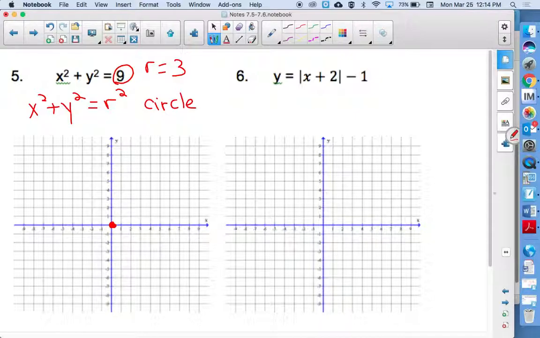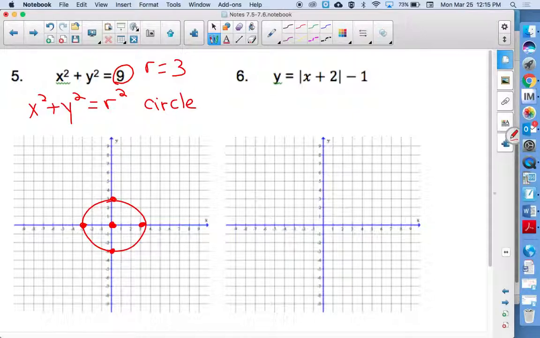So from the center, by definition, the radius is that distance from the center. Well, the easiest way to go 3 is going left or right and going up or down, because the radius is 3 in any direction around the circle. And the easiest thing to do is to go vertically and horizontally. And then make yourself a little circle. That's it. Graphing a circle is pretty easy.